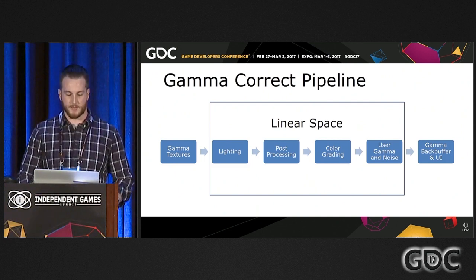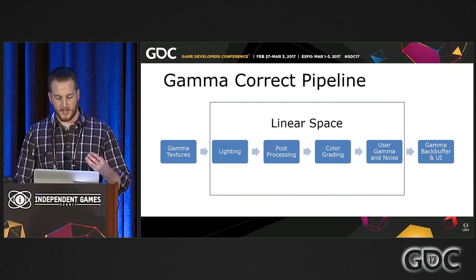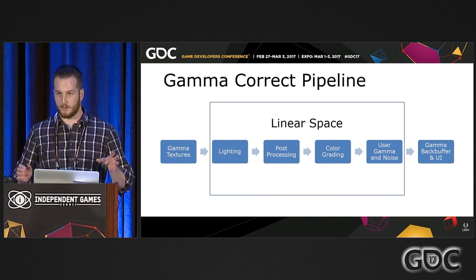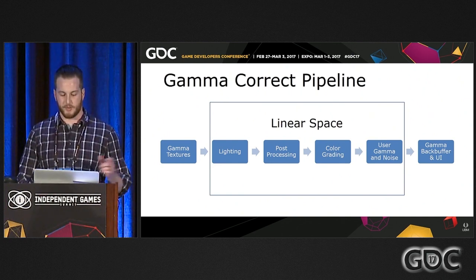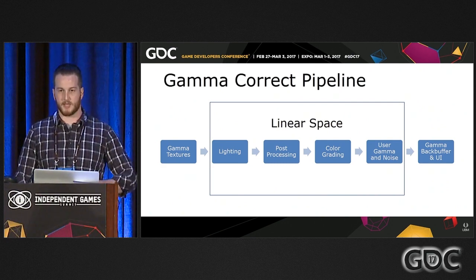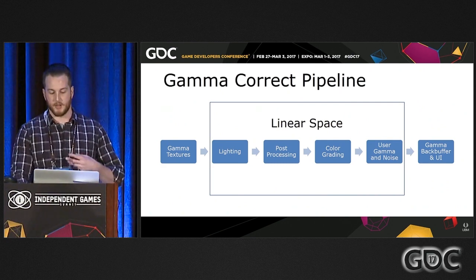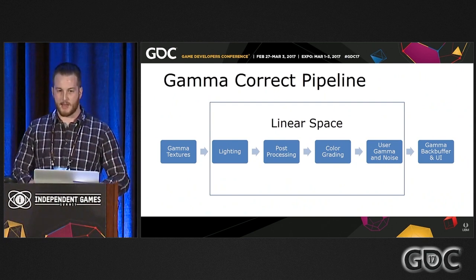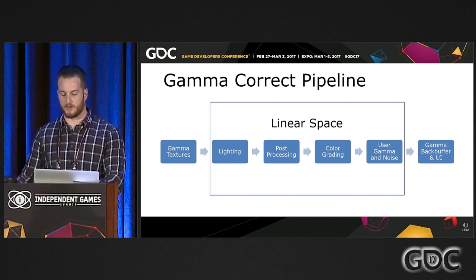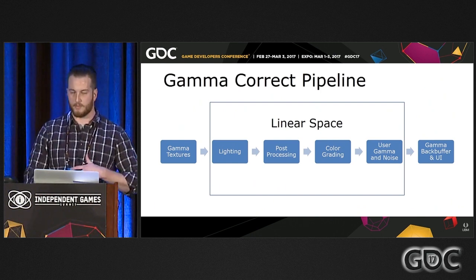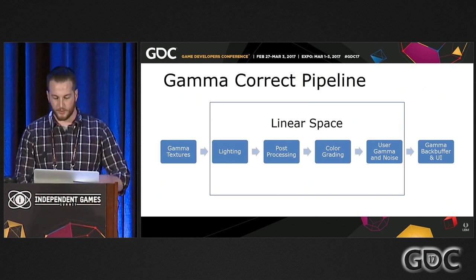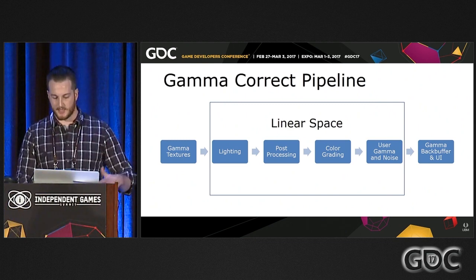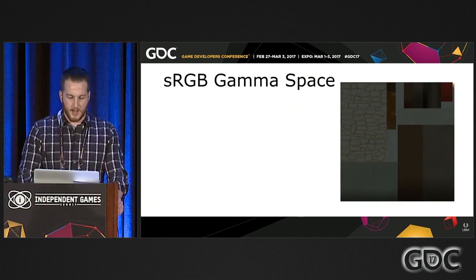So the first thing was bringing in gamma textures to your linear space rendering, where you do lighting, your post-processing, your color grading, your user gamma modification and noise, and then you compose that to the back buffer, and on top of that, you render your UI. And the back buffer will be in gamma space, the same with the UI.